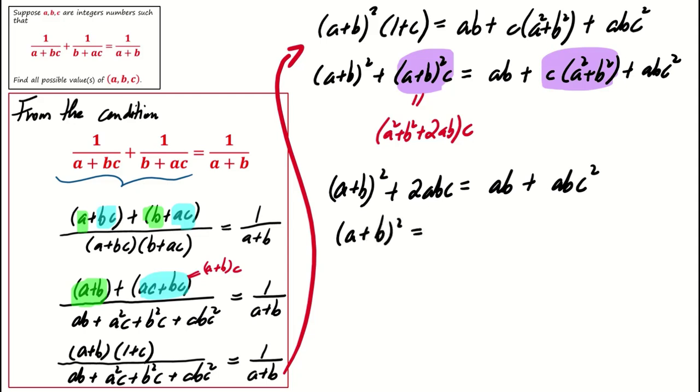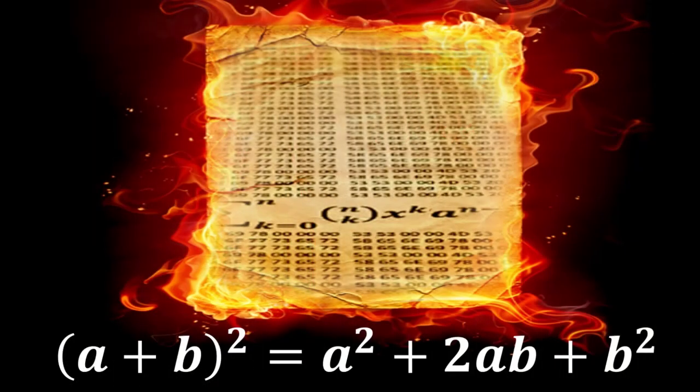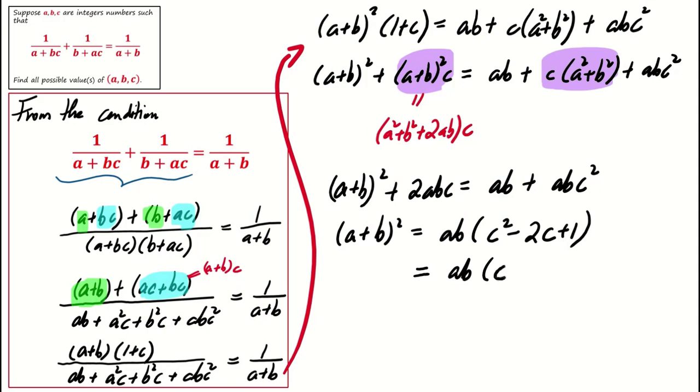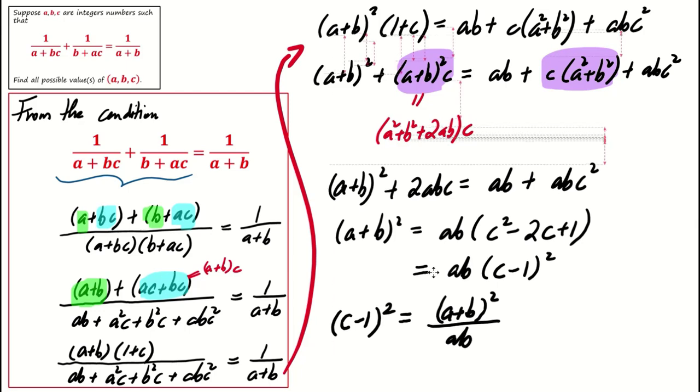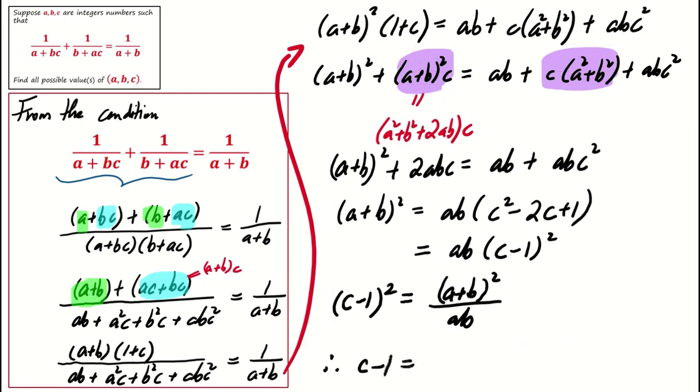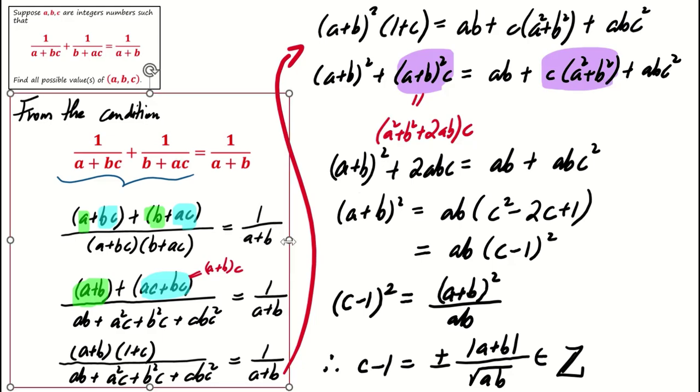Note that ab is a common term on the right-hand side. By factorizing it, we get ab times c squared minus 2c plus 1. Again, using the identity a plus b squared equals a squared plus 2ab plus b squared, we know that c squared minus 2c plus 1 is c minus 1 squared. So, c minus 1 squared equals a plus b squared over ab. Hence, c minus 1 equals the absolute value of a plus b over the square root of ab. Clearly, this expression is an integer.